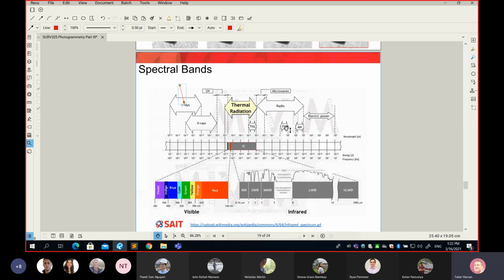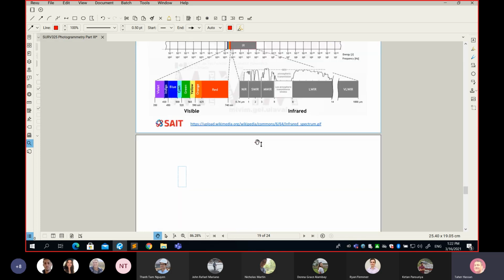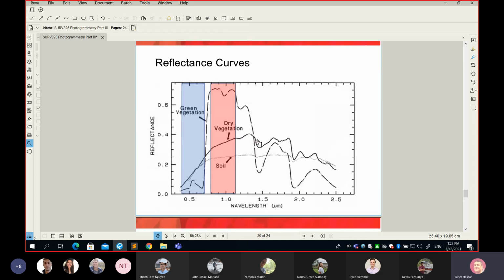Now, why is Tahir spending this time in a surveying class on this kind of physics discussion? Here we go. Here is the reason. So, guys, here is a fact. Every time energy hits an object, two things will happen. The object will absorb some of the energy. That's fact number one. Fact number two, the object will reflect some of the energy. For example, if I hit my object with 100 units of energy, my object maybe will absorb 30 and reflect 70, okay?